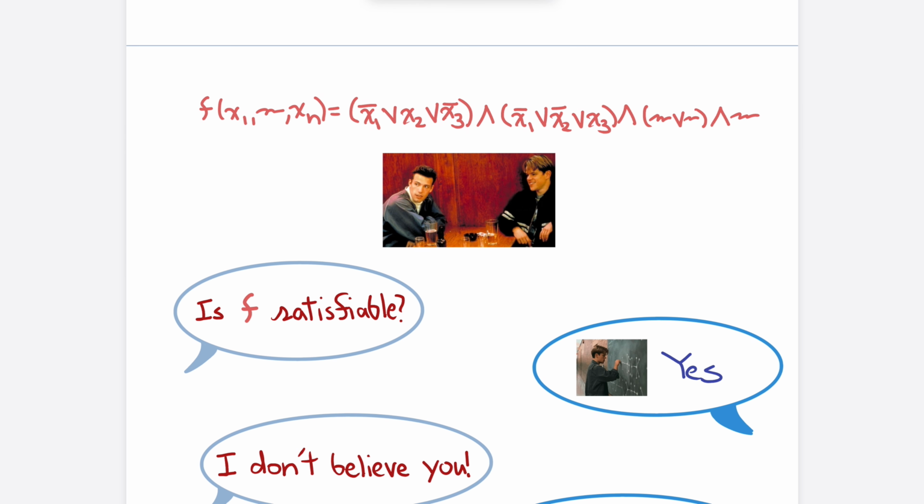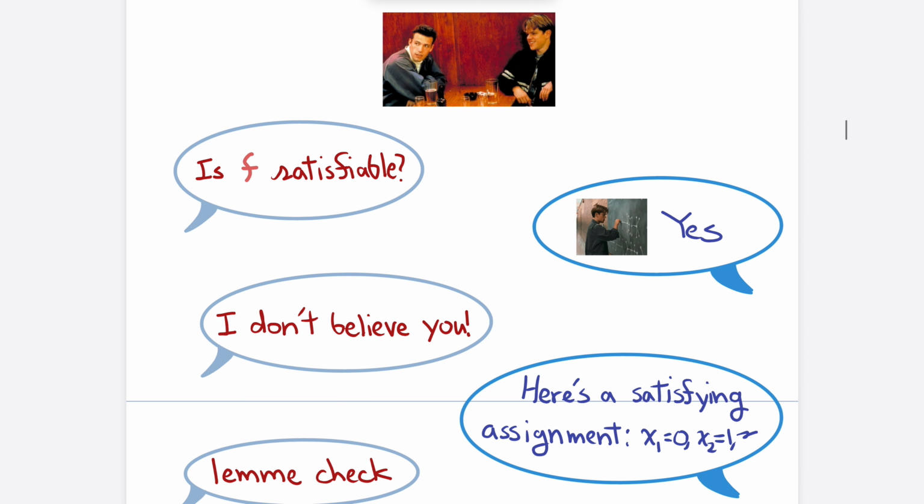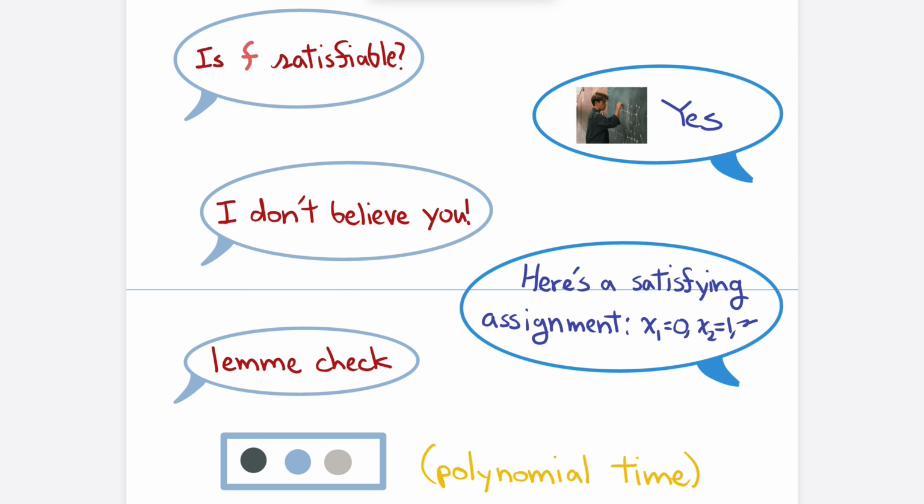And so Chucky says, I don't believe you. I don't know. I don't believe that it's true. And Will Hunting's like, okay, well, here's a satisfying assignment, right? You're going to set x1 to be false. You're going to set x2 to be true. He'll just give you the assignment. Okay, and Chucky, even with his limited powers, as drunk as he may be, he can still spend time to at least verify the formula. You don't need to be Will Hunting to verify that the formula is true or false. So he spends some polynomial time checking and stuff.